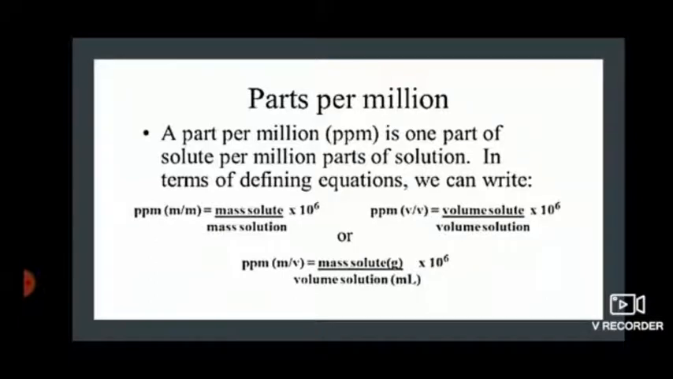ppm in terms of volume by volume is equal to volume of solute divided by volume of solution, multiplied by 10 to the power 6. ppm in terms of mass by volume is equal to mass of solute divided by volume of solution, multiplied by 10 to the power 6.